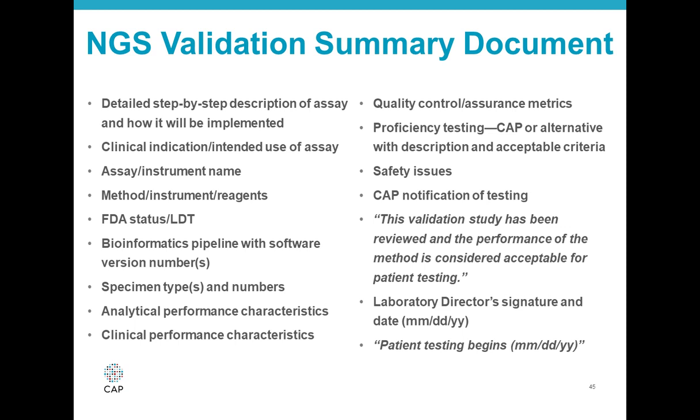Any quality control and quality assurance metrics to ensure that the testing is being done properly should be in the validation summary. And there should be a description also of any required proficiency testing, which could come from the College of American Pathologists, or it might be an alternative proficiency testing method with a detailed description and acceptable criteria for the testing. Any relevant safety issues related to the testing should be listed. You should document notification of the CAP if you're an accredited CAP laboratory that you're initiating a new test.